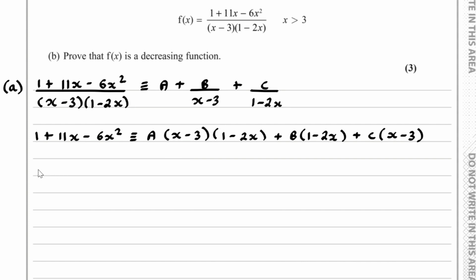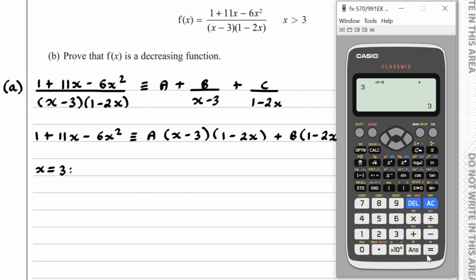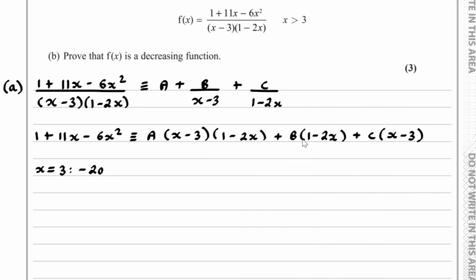For example, when x equals 3, the reason I'm choosing x equals 3 is because the a term will disappear and so will the c term. On the left hand side, if I substitute in x equals 3, I've got 1 plus 11 times 3 minus 6 times 3 squared, which is minus 20. And with the b term, I've got 1 minus 2 times 3, so that's 1 minus 6, which is minus 5. So I've got minus 20 equals minus 5b, in which case we can conclude b is equal to 4.